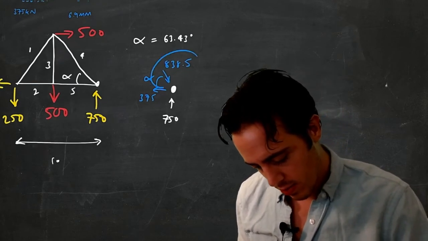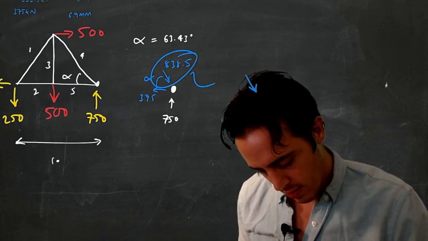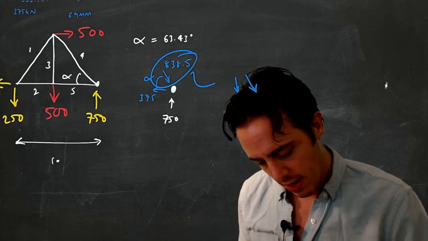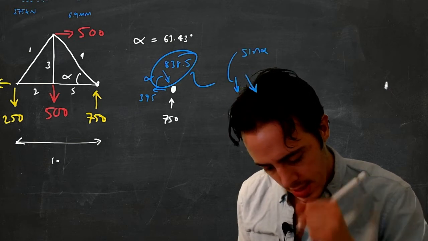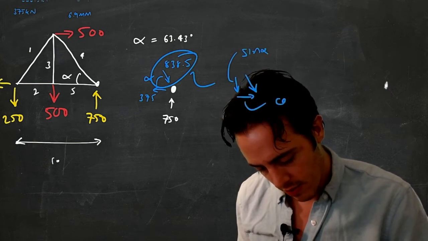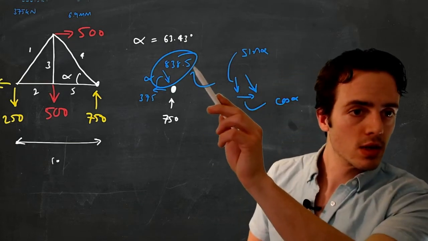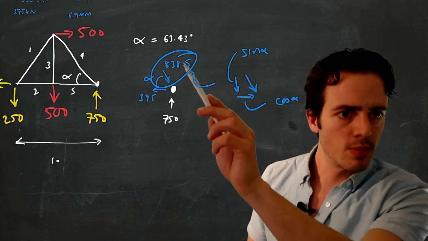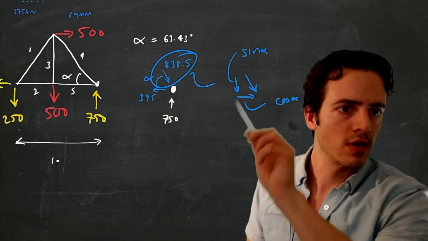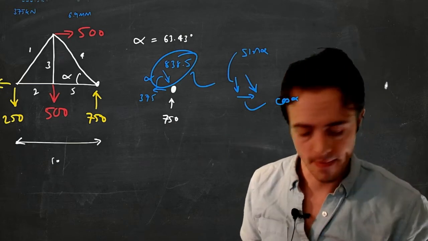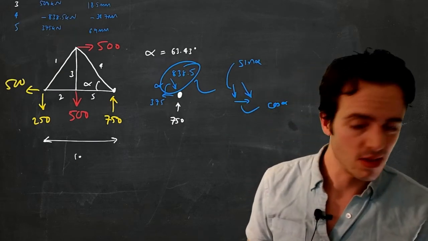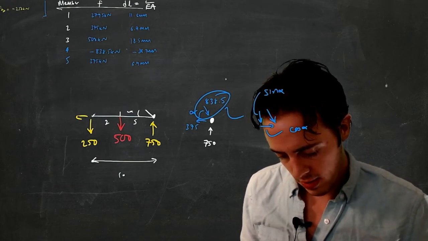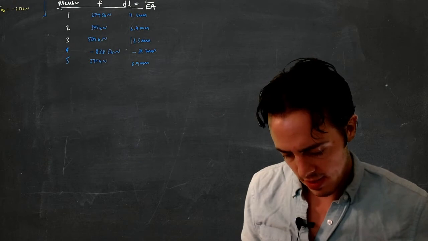So this force here has a component sine alpha acting downwards, and a component cosine alpha acting in that direction. And cos of 63.4, whatever that number is, multiplied by this gives me 375, and sine of this angle gives me 750 here. Okay, so I'm just checking these numbers, checking they're sensible. I'm happy with that. Okay, so let's get rid of these.